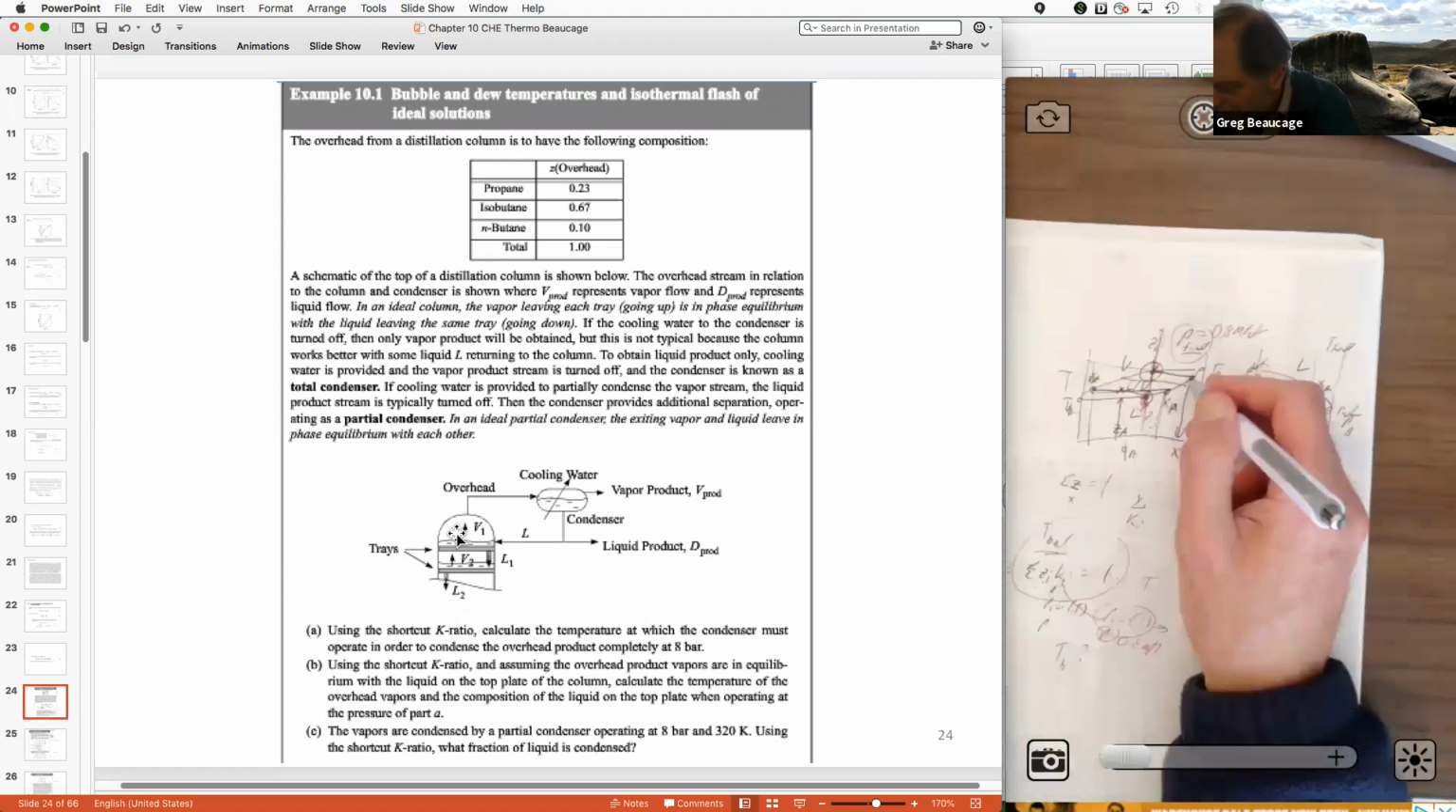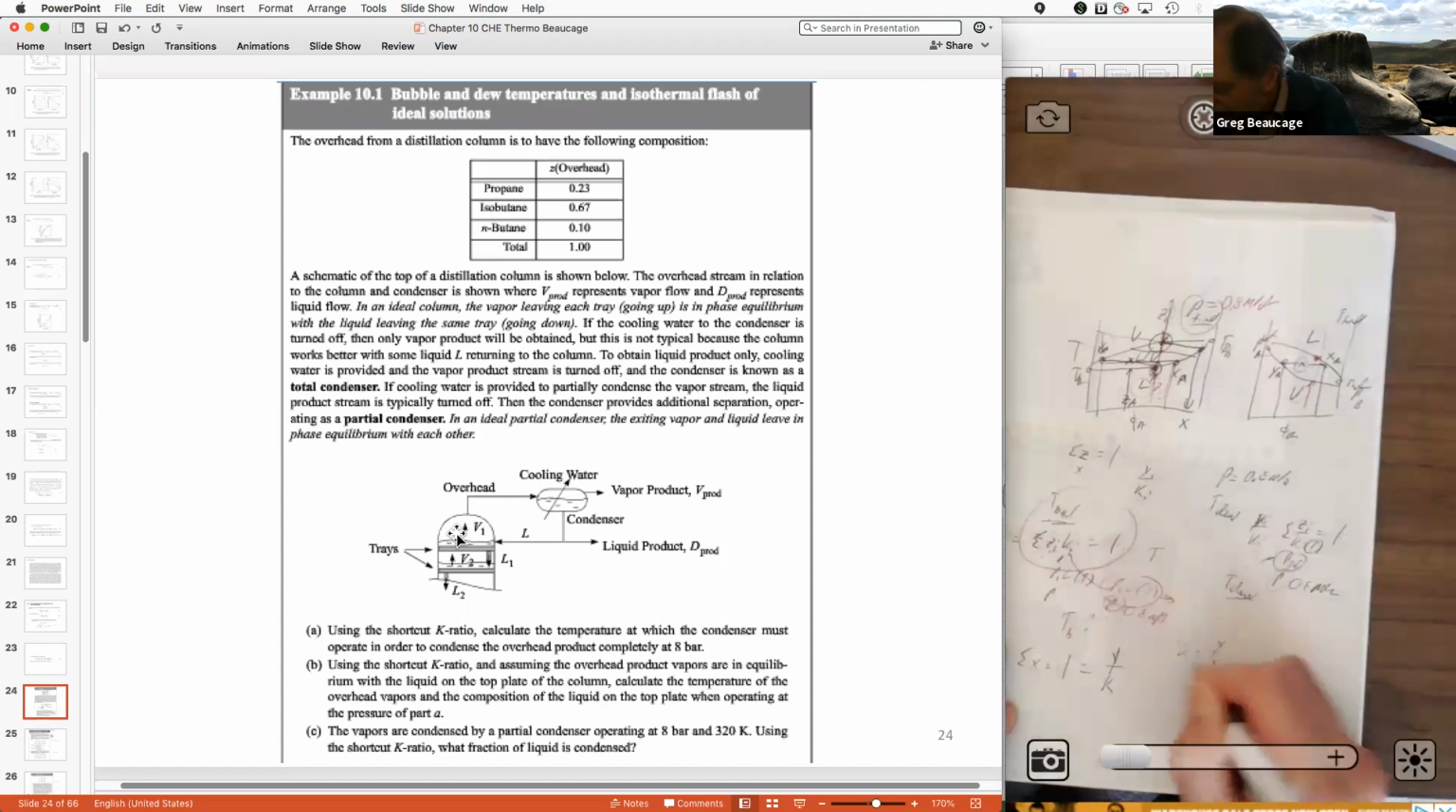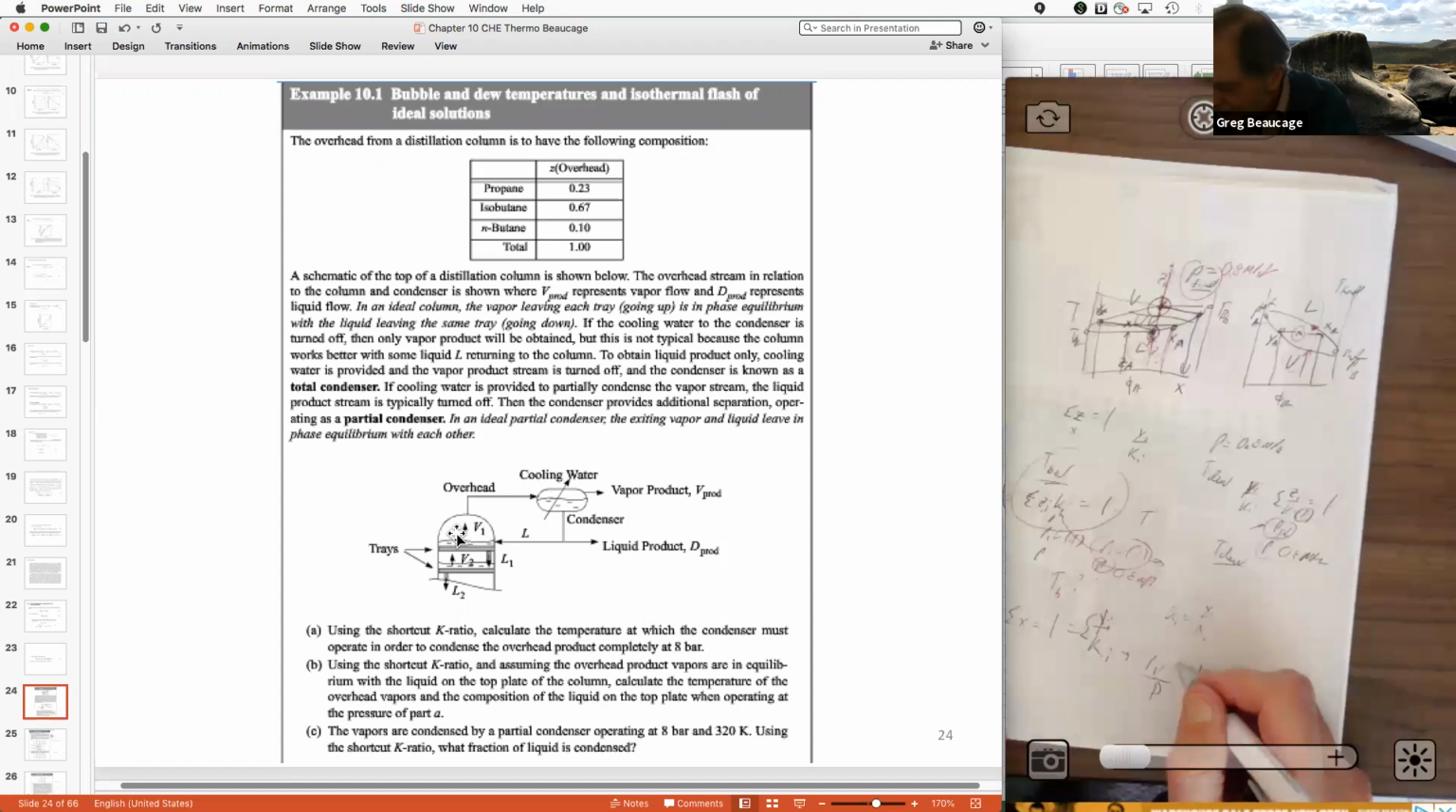That happens when the sum of X equals 1, and X_i is Y divided by K. But K_i is Y_i over X_i, so X is going to be Y divided by K. So it's the sum of Y divided by K, and K is P sat, which depends on temperature, divided by P. In order to get this, you have to vary the temperature until you get that sum to be 1, and Y in this case is Z_i.